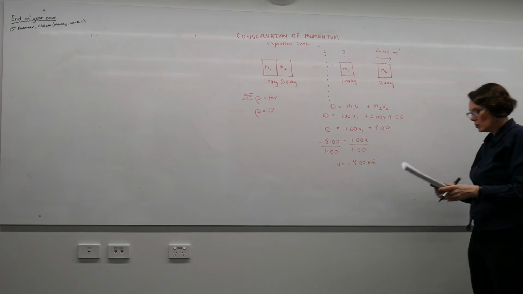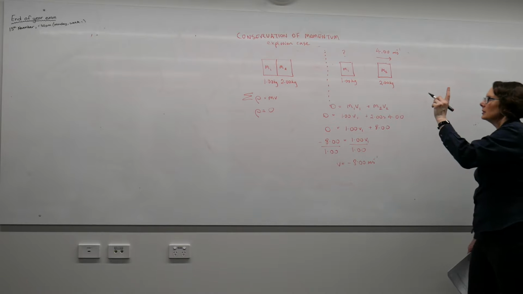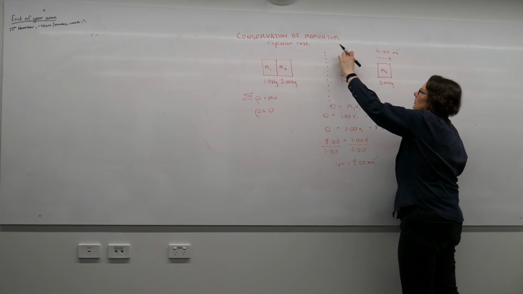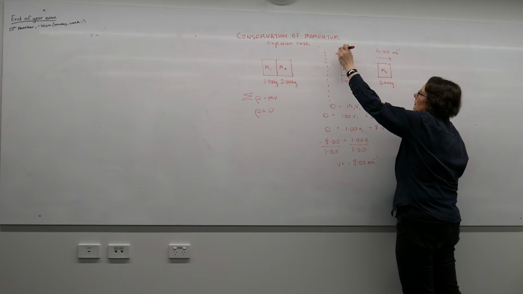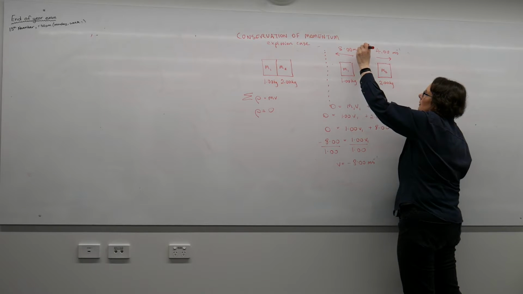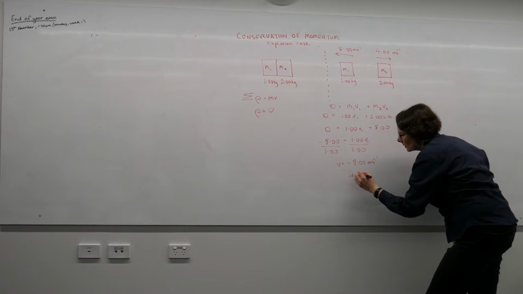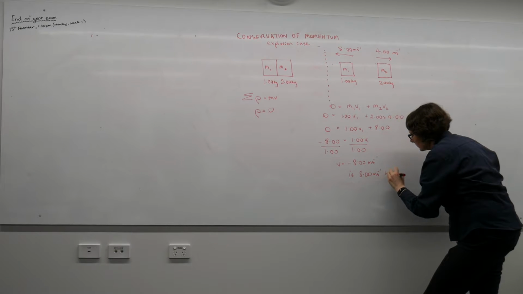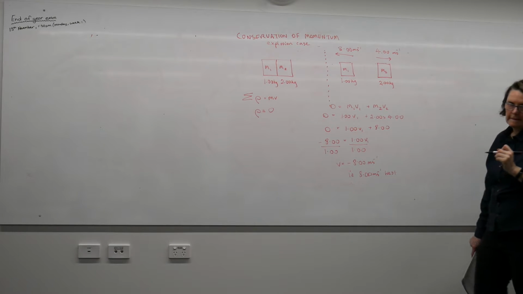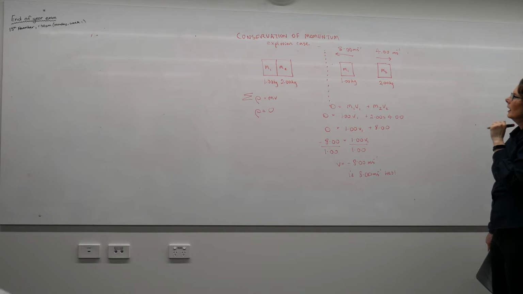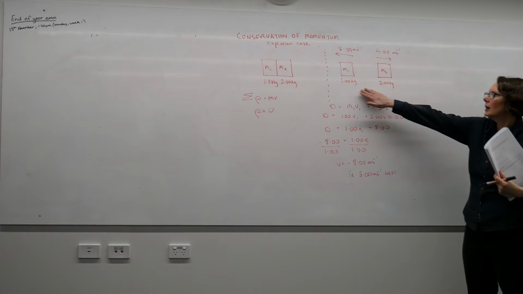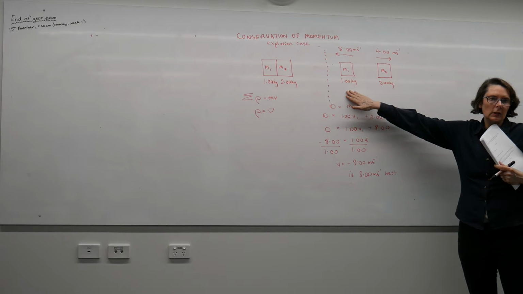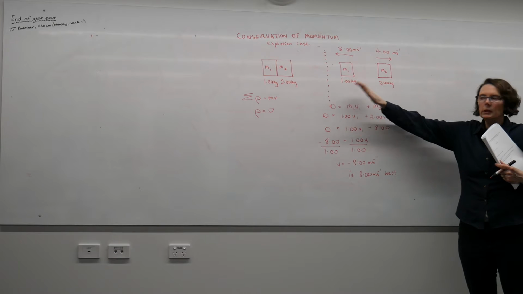So what does that tell me? It tells me that it's going at 8 meters a second in the other direction. And that makes sense. If I look at this, this one has half the mass. So if it's got half the mass, it should have twice the velocity. So we need it to add up to 0.